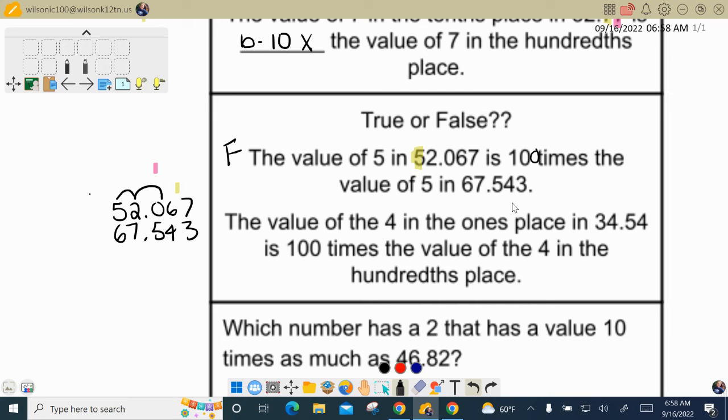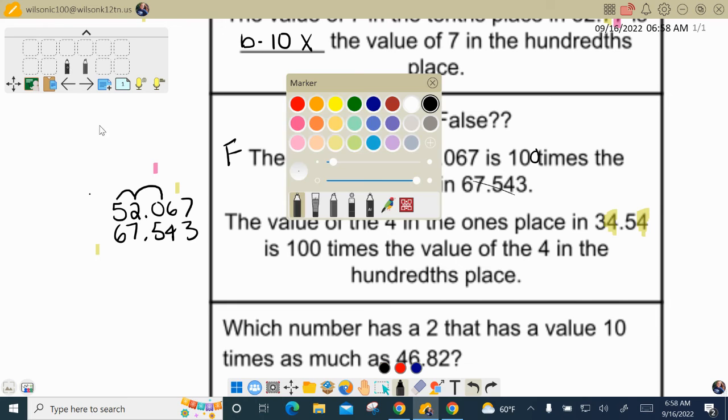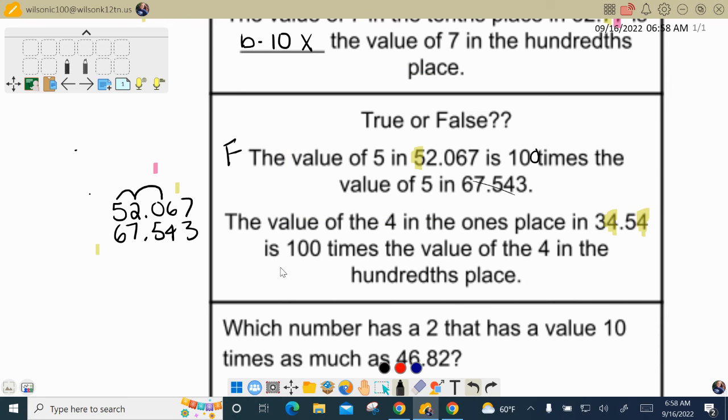The value of the 4 in the ones place in 34 and 54 hundredths, it is too early on a morning, is 100 times the value of the 4 in the hundredths place. So it's saying the value of the 4 in the ones place is 100 times the value of the 4 in the hundredths place. So I know that the 1 is bigger, so it could be a whole number. Let's count our jumps. We've got 1, 2 jumps there. So I would have 2 zeros. So this one is true.